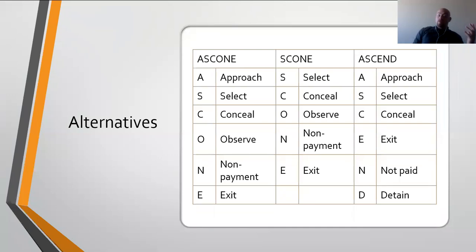So there are some alternatives. There are many alternatives. I've put up three of the common ones here: ASCONE, which is the one we're going to talk about; SCONE; ASCEND. There is also SCOPE, ABSCOND. There are numerous other ones that are out there. And what the letters actually mean.